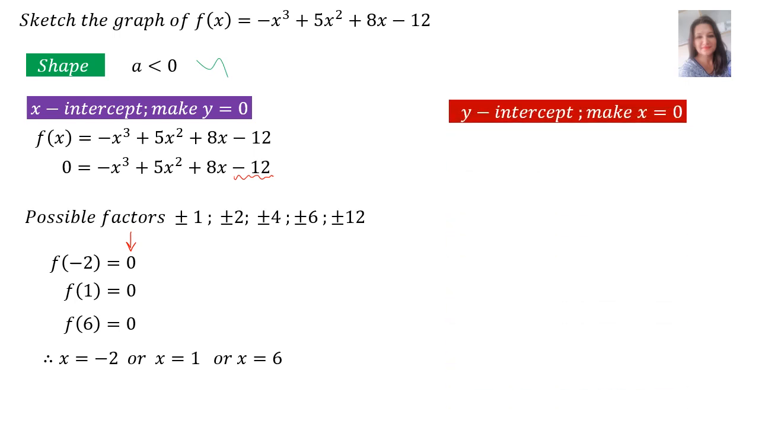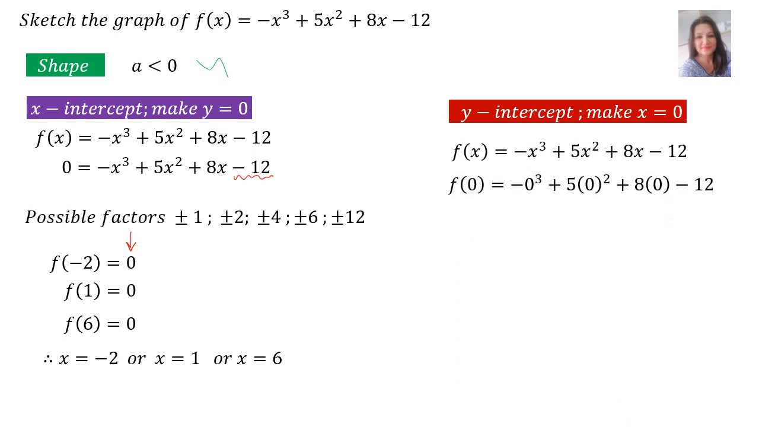The third step, y-intercept: make x = 0. There's your original equation. Everywhere where you see an x, you substitute 0. Therefore, the y-intercept is the point (0, -12).